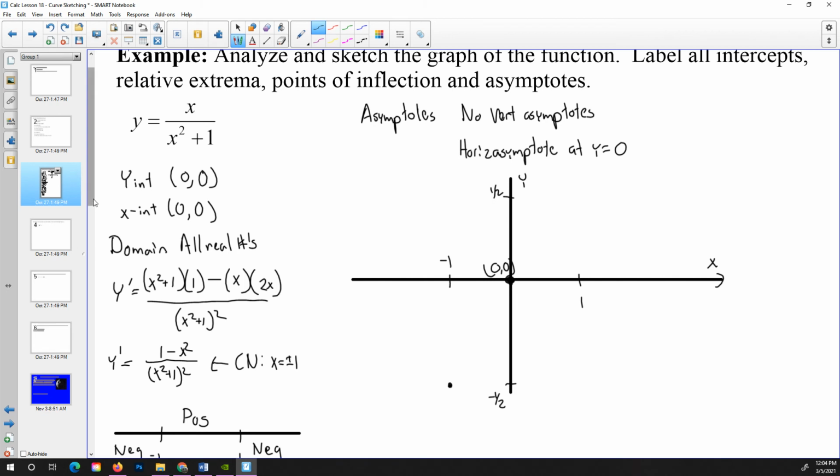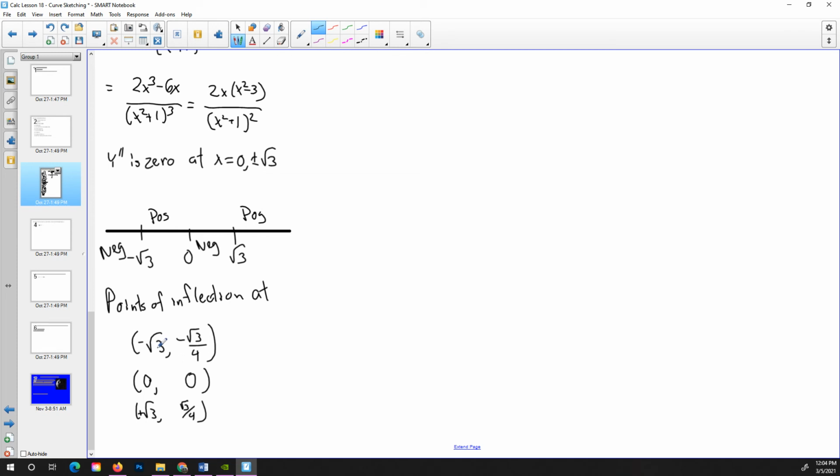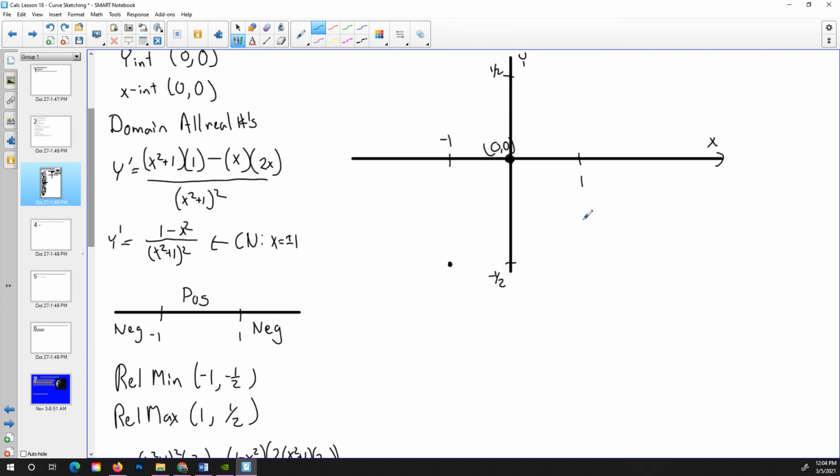All right. And then let's come back down. We have points of inflection. So we have a point of inflection at -square root of 3, and then -square root of 3 over 4. Now, -square root of 3 over 4, that is a little bit smaller than -1/2. So we're just going to place it in. We're going to put it right there, and we'll say that this is -square root of 3 over 4. And then we'll have a similar one up here at +square root of 3 over 4. And so we'll put -square root of 3 here, +square root of 3 here, and we'll plot those points.